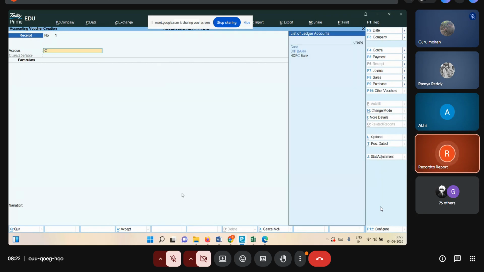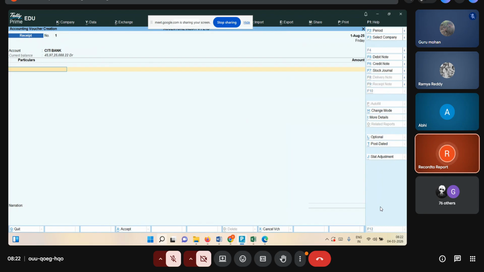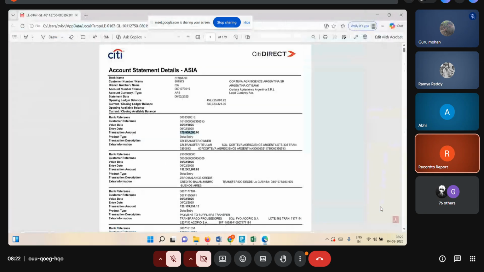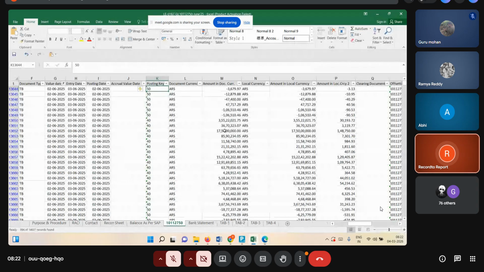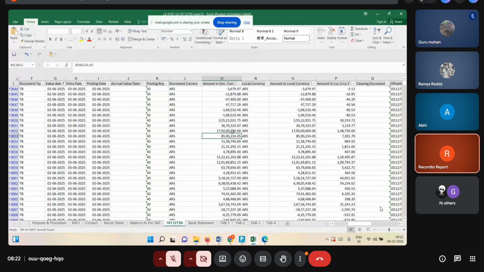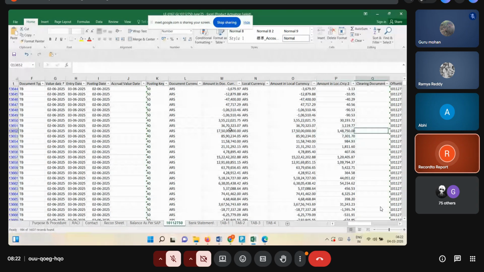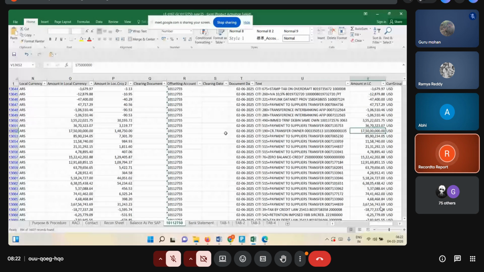So in which account did we receive the money? Citibank. Okay. So who is the customer here? In real time it will be there, guys. No need of creating manually. There will be direct customers. Okay. So there will be customers in real time, already created customer accounts. No need of creating manually from our side.